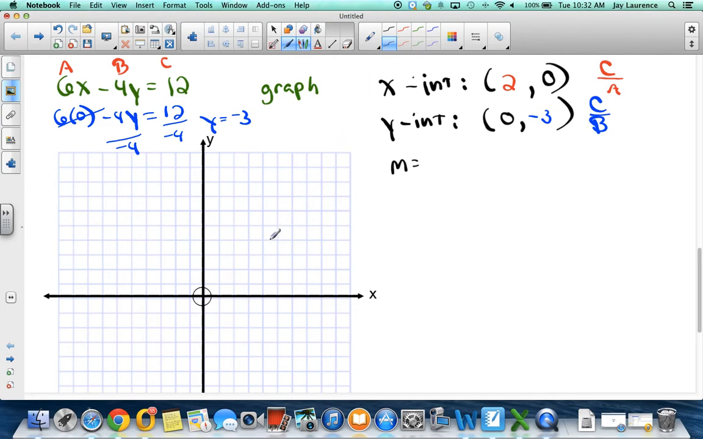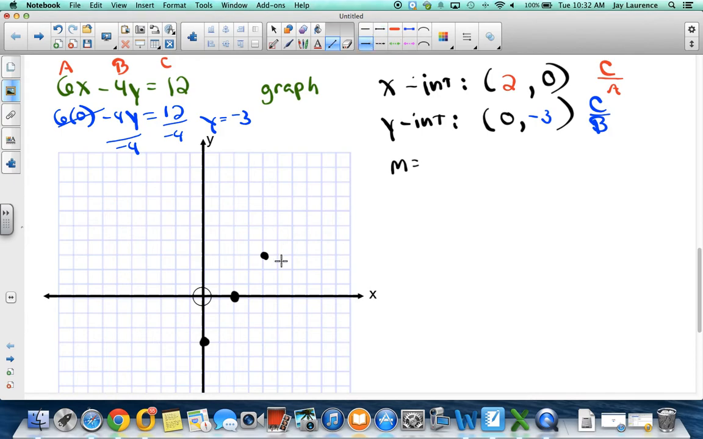So now I know my x-intercept and my y-intercept. I'm going to go ahead and plot them. The x-intercept is at (2, 0) right there. The y-intercept is 0, 1, 2, 3. Oh, negative 3, 1, 2, 3. There we go. Now, by the way, I can draw my line right now. I have enough information. I could go 1, 2, 3, 1, 2, I believe.